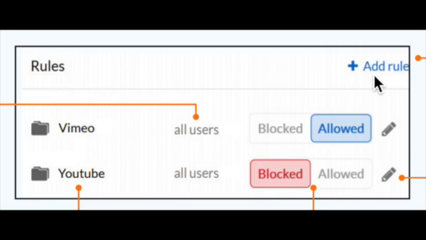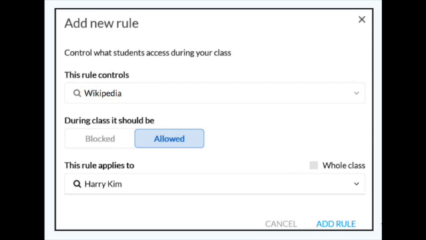Notice you also can apply new rules from the top of this list. To add a new rule, the first step is you're going to have to search or select the site which you want to block or allow. Next, you're going to make the decision whether the site should be allowed or blocked. Then you have to note who the rule will apply to, if it's an individual student or the whole class. And the last step is click Add Rule.